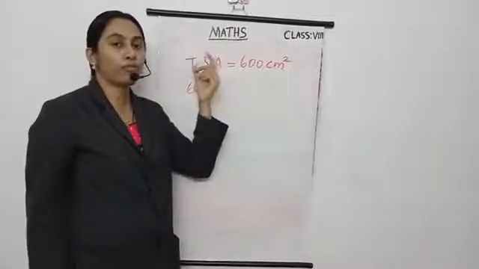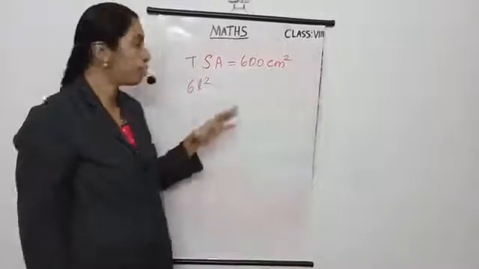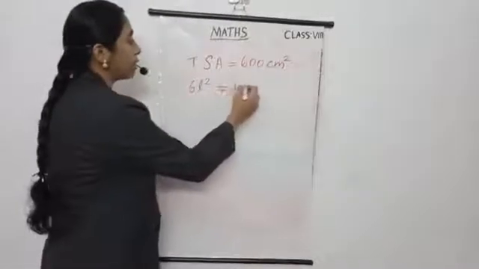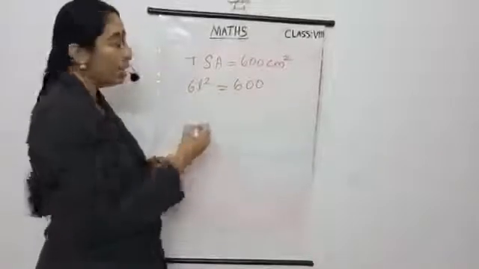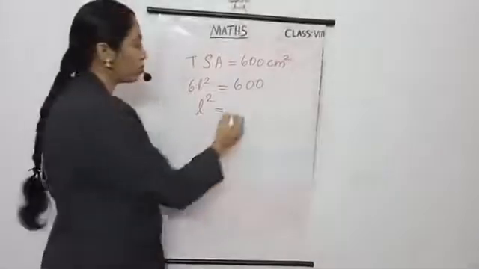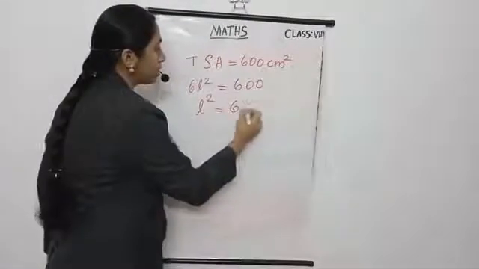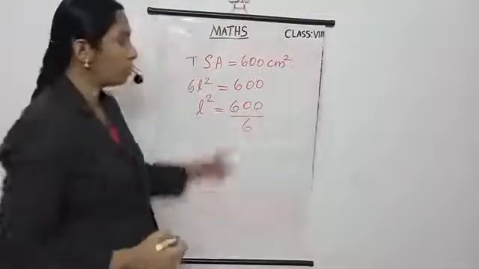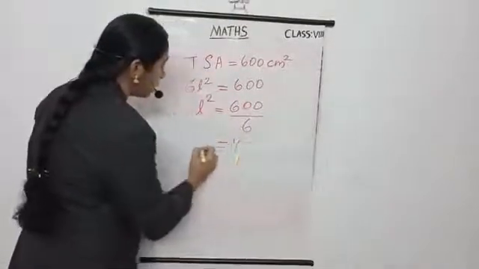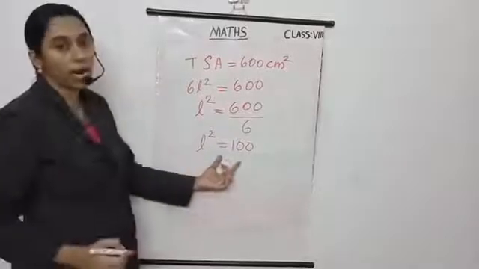What is the formula for finding the total surface area of a cube? 6L square. So 6L square is equal to 600. Now L square is equal to, transpose this 6 to the right hand side, 600 by 6. Now divide 600 by 6, we get 100. That is, L square is equal to 100.